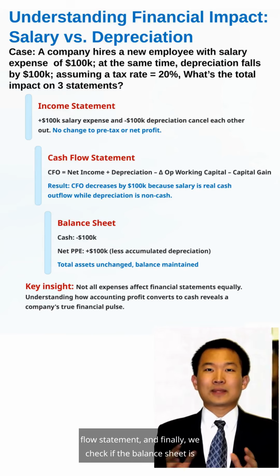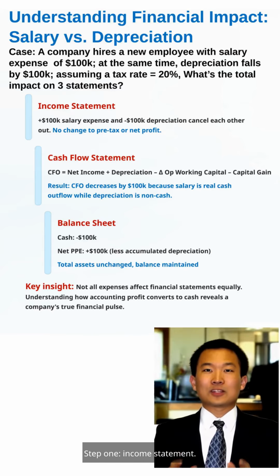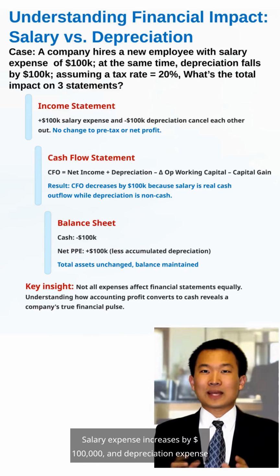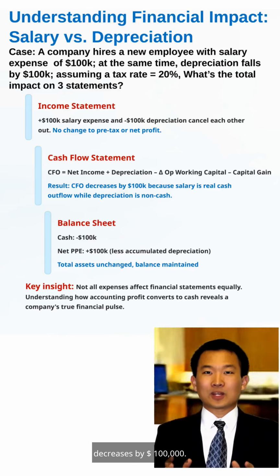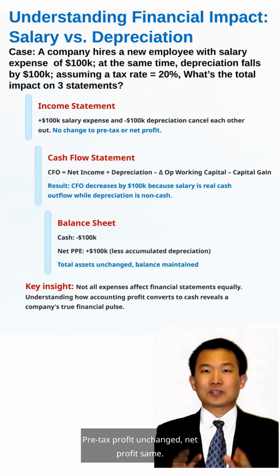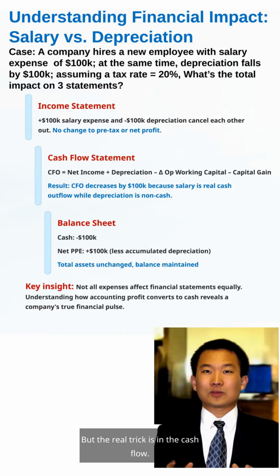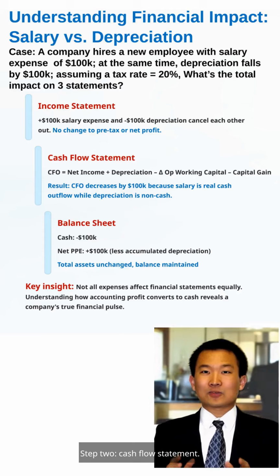Step 1, income statement. Salary expense increases by $100,000 and depreciation expense decreases by $100,000. Pre-tax profit is unchanged, net profit is the same. But the real trick is in the cash flow. Step 2, cash flow statement.